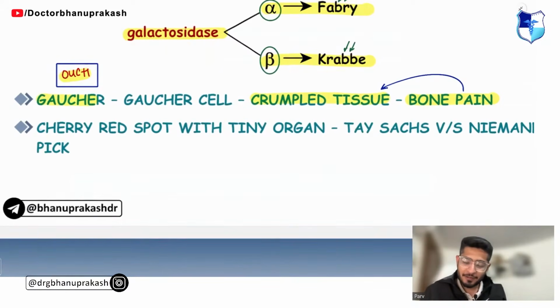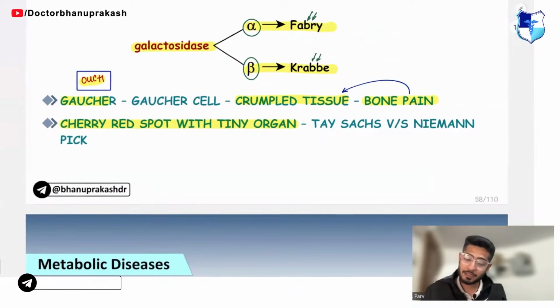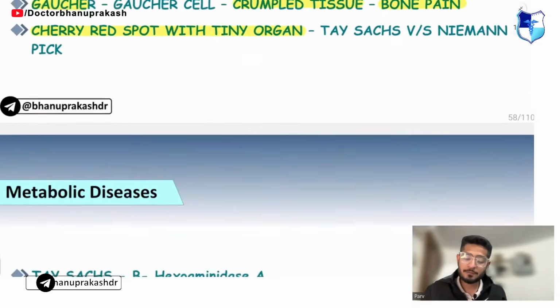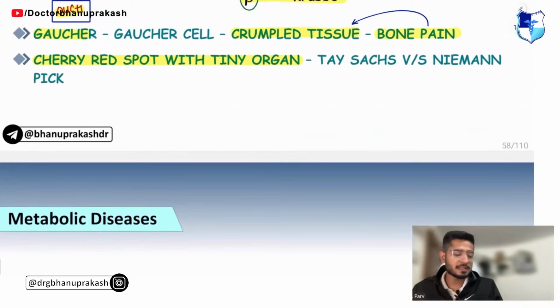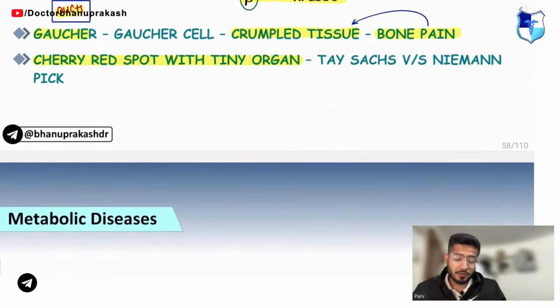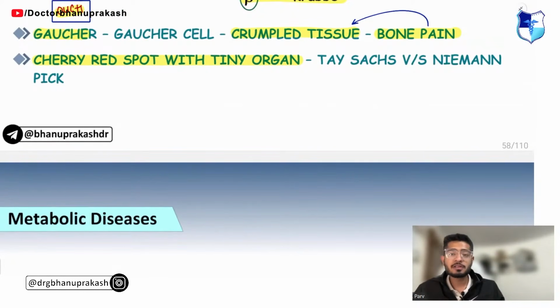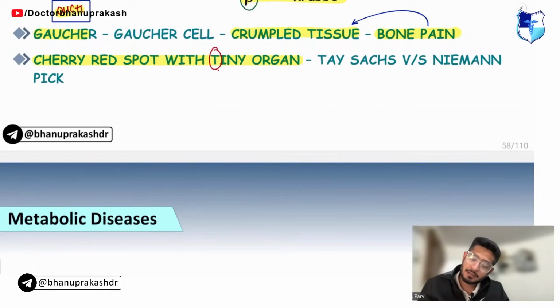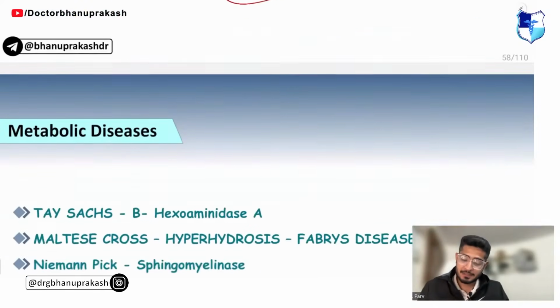After that, you have cherry red spots with tiny organs. Now, quickly tell me, it's your time now. Cherry red spots with tiny organs: Tay-Sachs disease or Niemann-Pick disease? Cherry red spot without hepatosplenomegaly, with tiny organs. Yes, it is Tay-Sachs. Very good. T for tiny organs, T for Tay-Sachs disease.